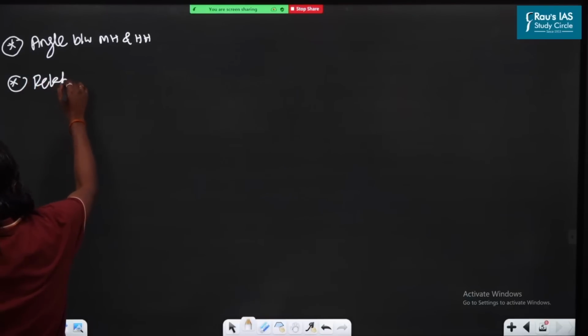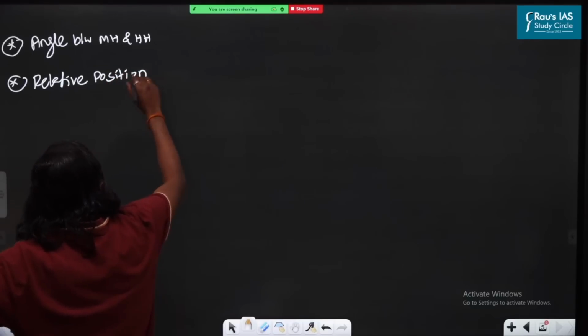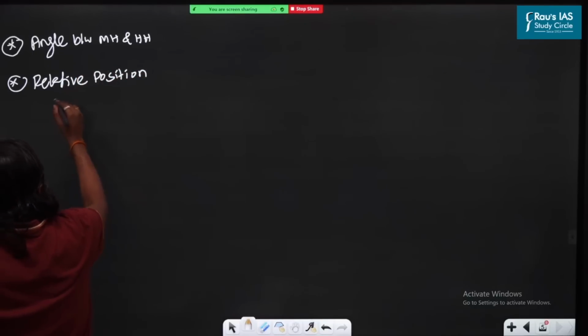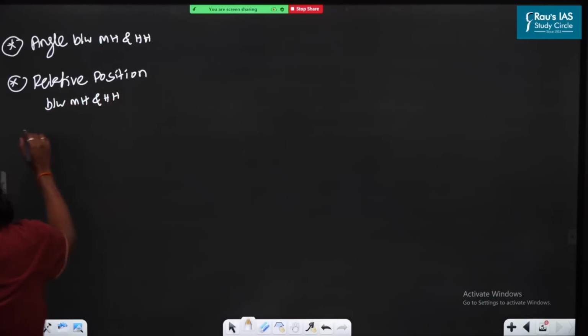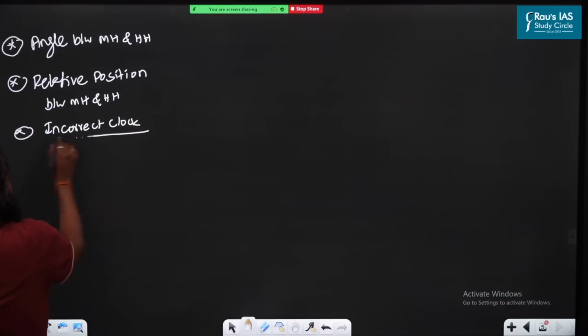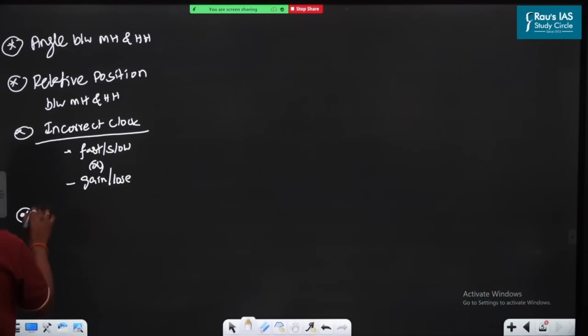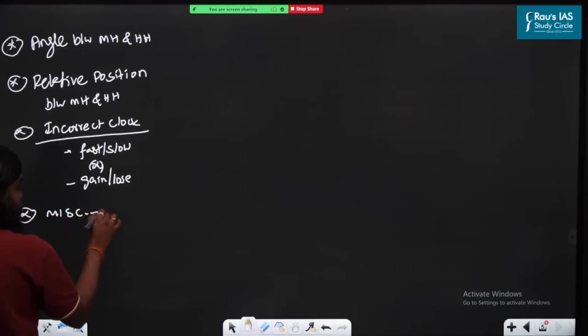Relative position between minute hand and hour hand. Both are similar to each other, but in asking the question, they will be different. Next type of question is incorrect clock. Under this, they will say fast or slow, or they will use the word gain or lose. Next, miscellaneous. That's all the topics.